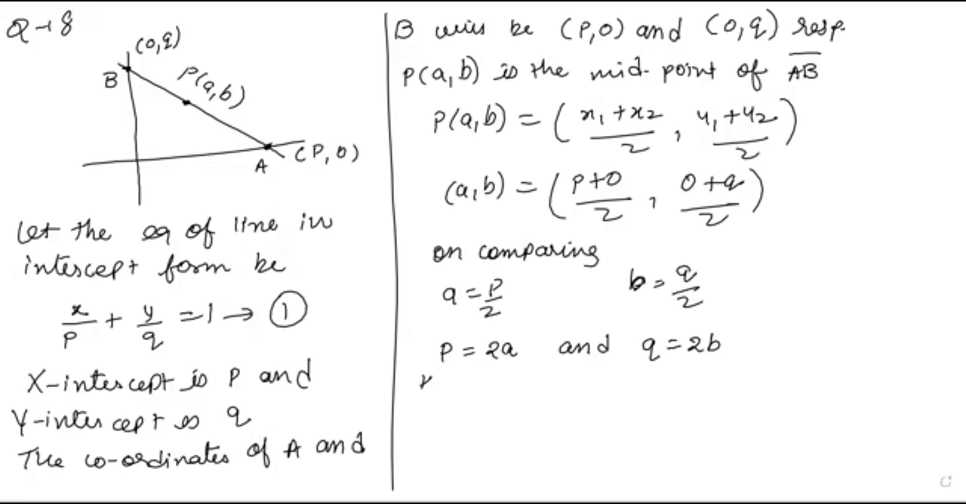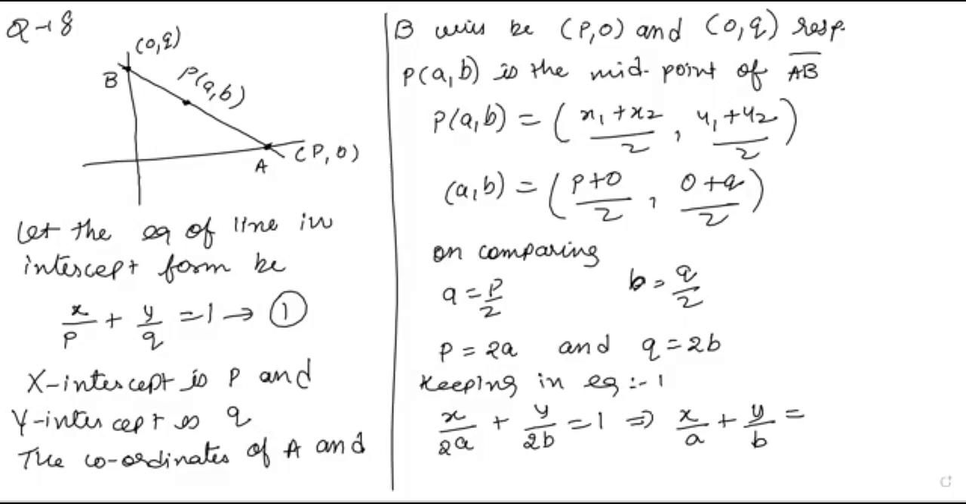So keeping this in equation 1, x by p, I will keep as 2a, and y by q, I will keep as 2b, is equal to 1. So I will get x by a plus y by b is equal to 2, which is the required proof.